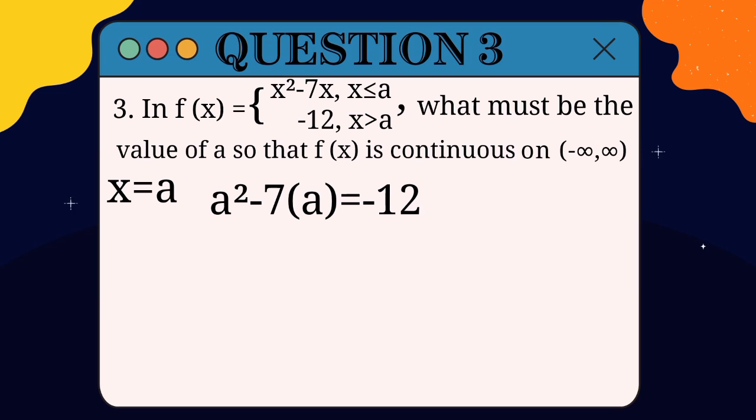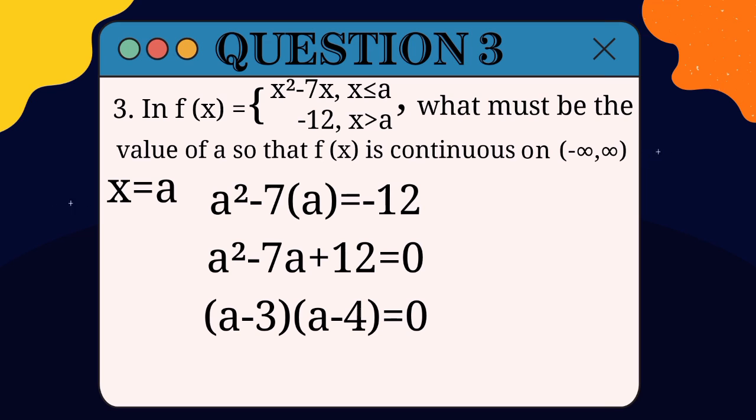Next, let's transpose negative 12. That's how we got positive 12. Then factor it. Lastly, transpose it. And that's how we got a is equal to 3 and a is equal to 4. As regards the condition, we chose positive 3 as the value of a. And now, let's graph it.